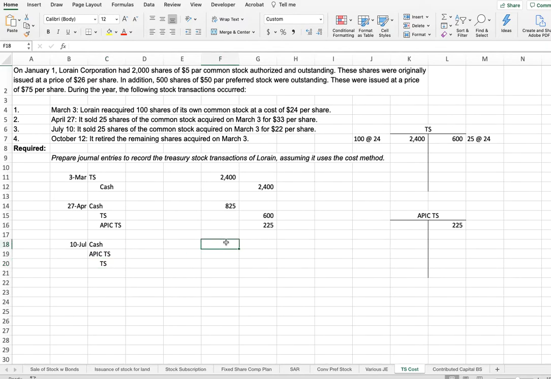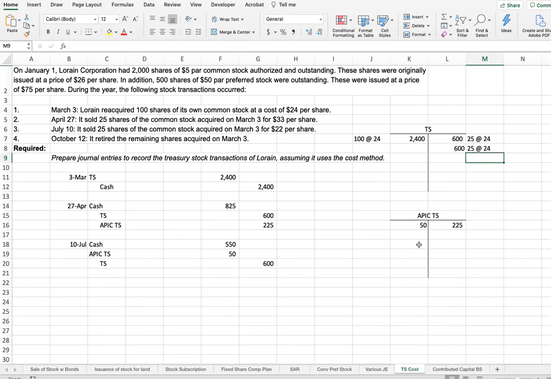So cash is going to be 25 times the 22. The treasury stock is going to be the 25 times the 24. And so then the difference is clearly 50, but we could say here the 25 times the $2 difference, the 24 to 22, gets us that difference of $50. And so we'll fill in over here on our T accounts just so that we can keep track of what we have going on. And this July 10th transaction is completed.